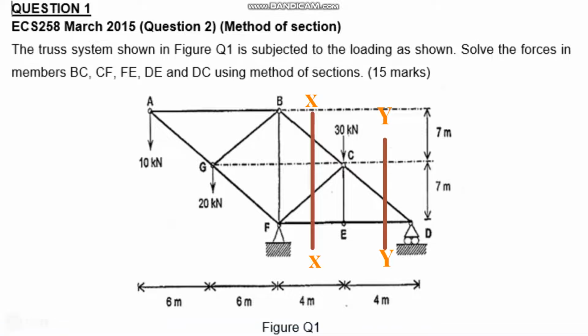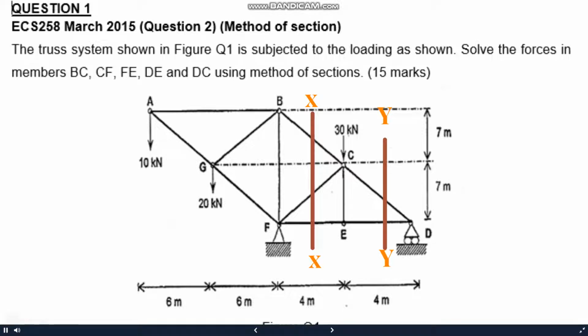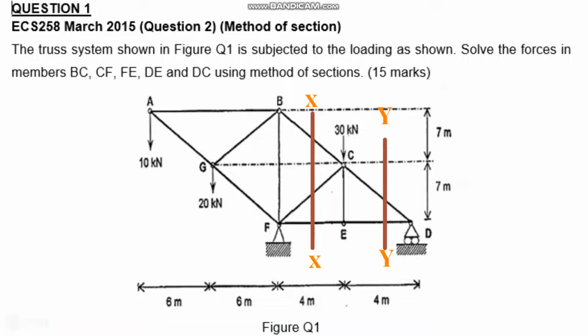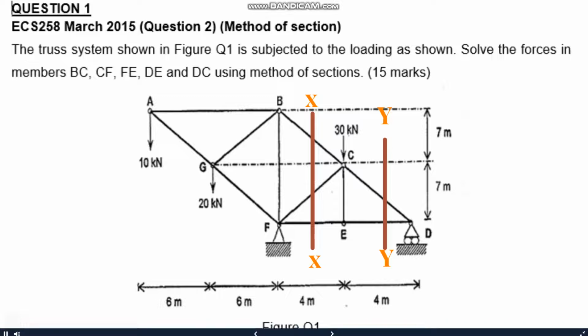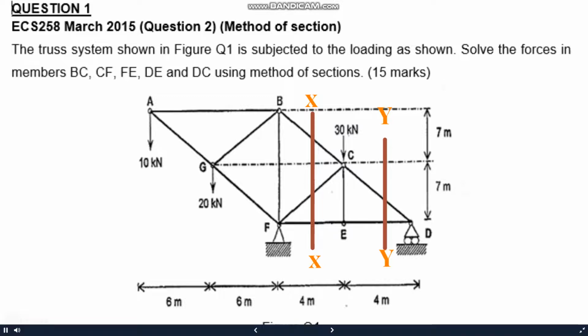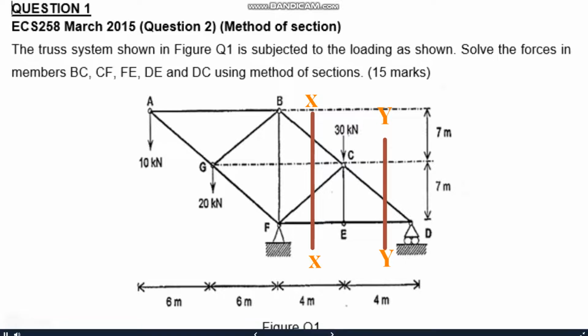Okay, look into question 1. The question needs you to solve the force in members BC, CF, FE, and DE and DC using the methods of section. So, for members BC, CF, and FE, I cut into the XX cutting section, and DE and DC, I cut into the YY cutting section. Please solve this question.